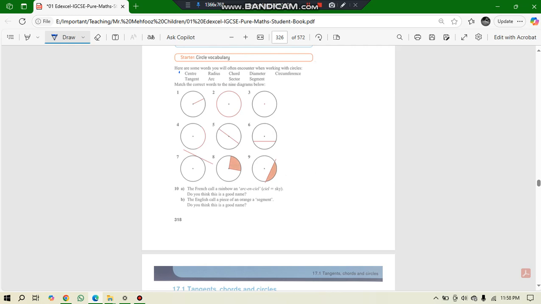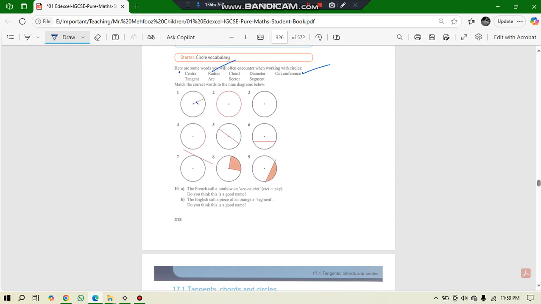Okay, what is the radius? The radius of the circle is the distance between the center and the boundary of the circle. So the first figure represents the radius as the red line. In the second, the red line shows the circumference of the circle, right? In the first figure, the radius. In the second figure, the circumference.